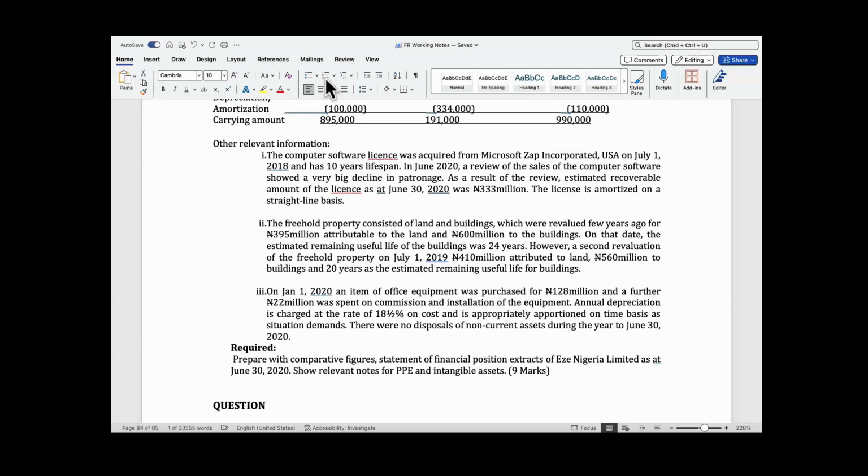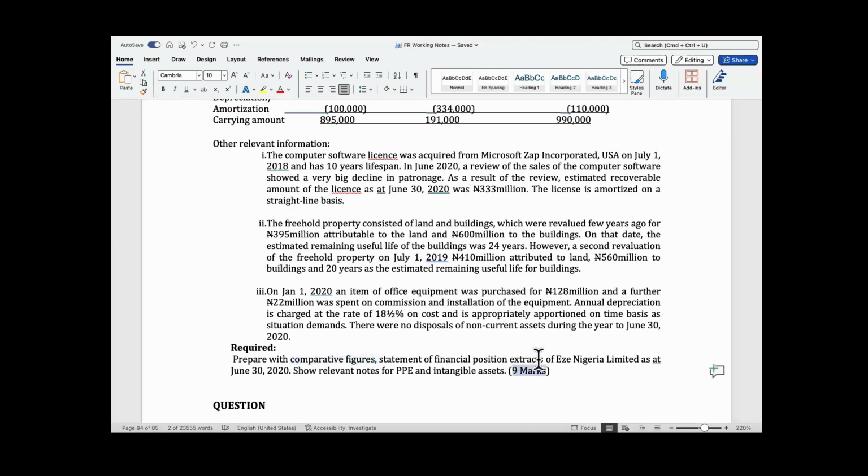All right, thank you, Shida. So we're asked to prepare comparative figures, statement of financial position extracts of AZ Nigeria Limited as at June 30th, 2020. Show relevant notes for PPE and intangible assets, 9 marks.